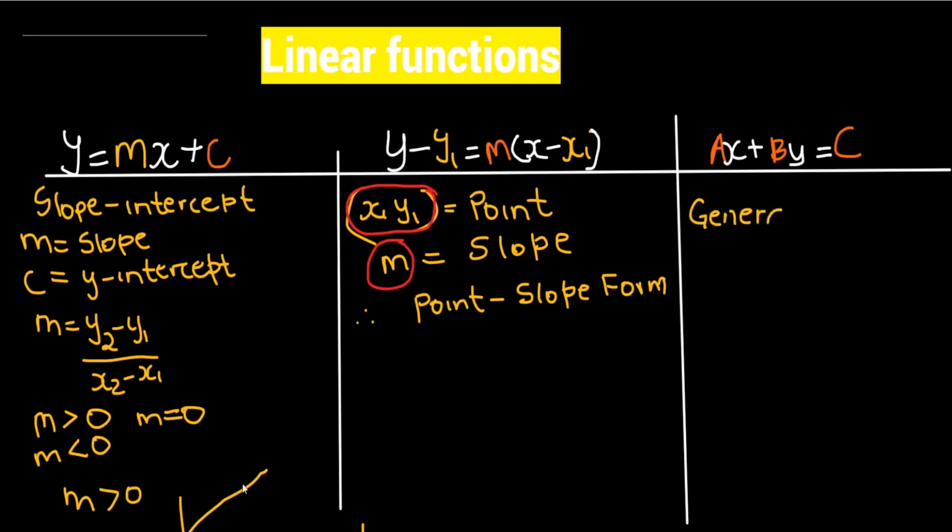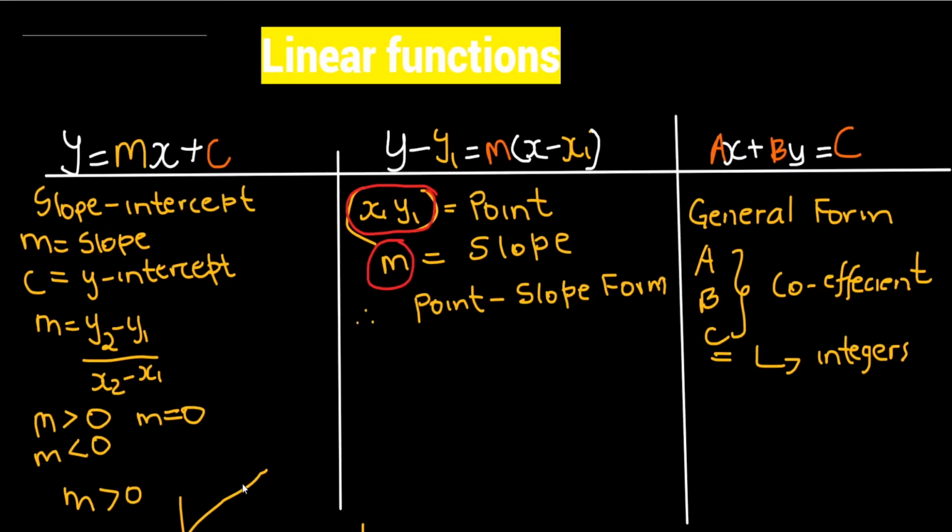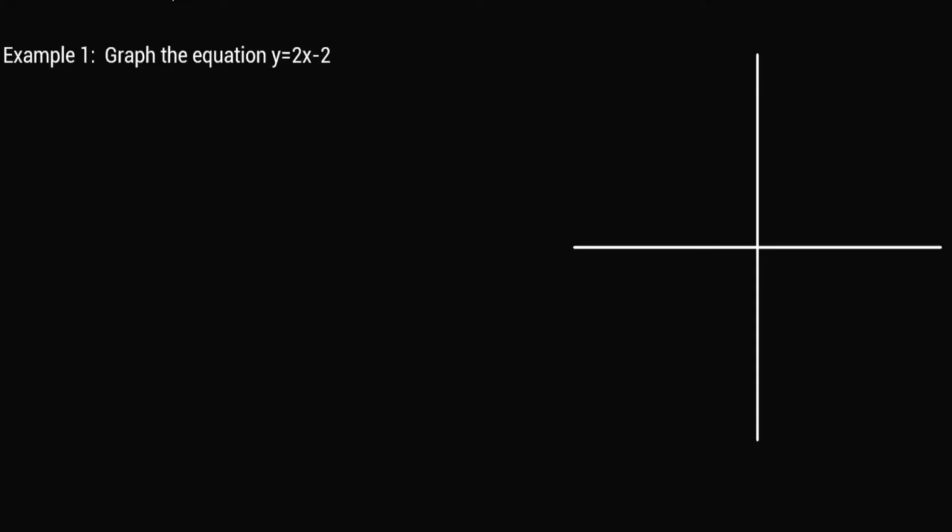The last equation is your general form. You have a and b as your coefficients, and you also have c as a constant. And these have to be integers. Going to examples.